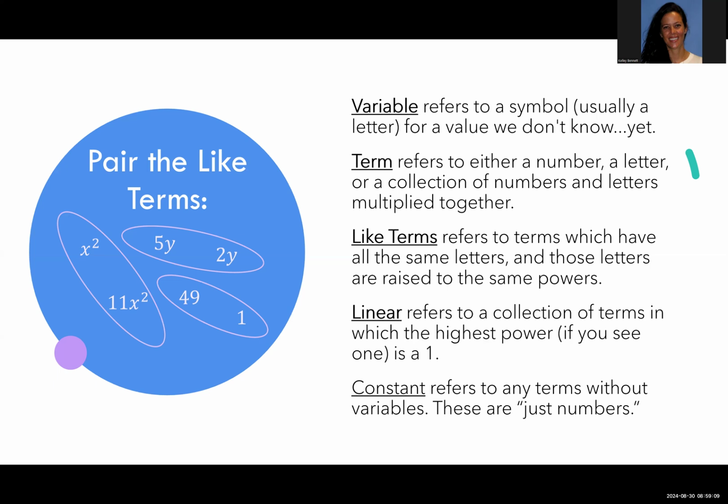So we could combine 49 and 1. We could add them together to get 50. We could combine x squared and 11x squared. We could add them together to get 12x squared. And we could also add 5y with 2y to get 7y.